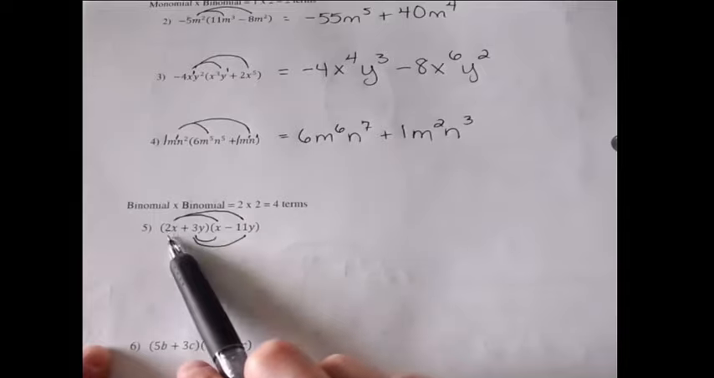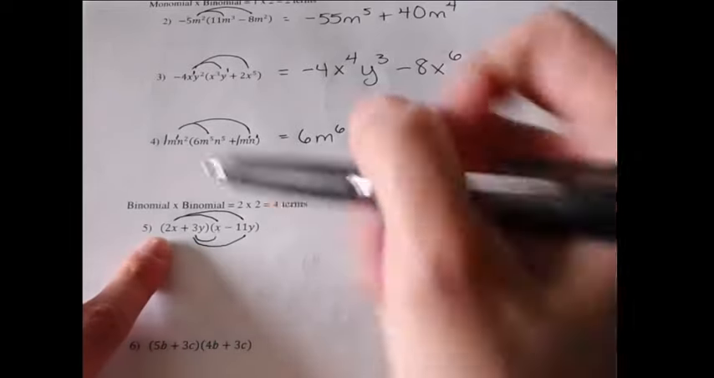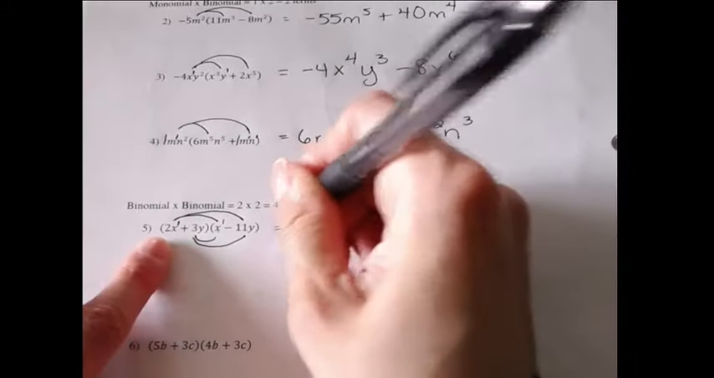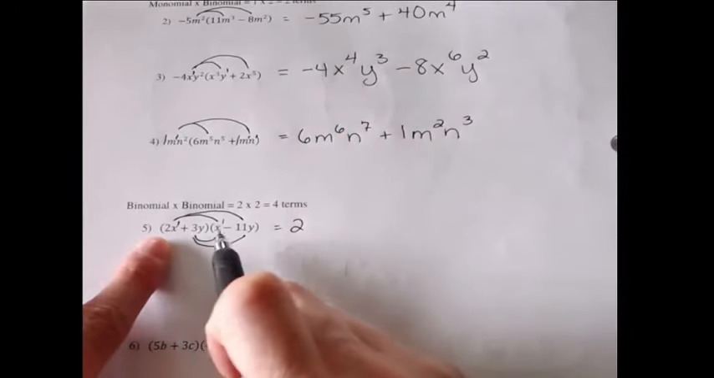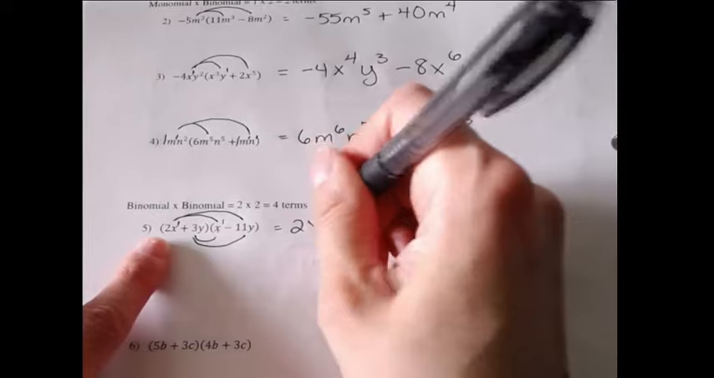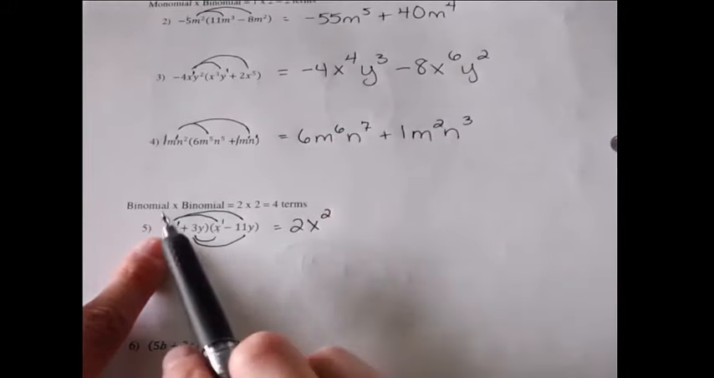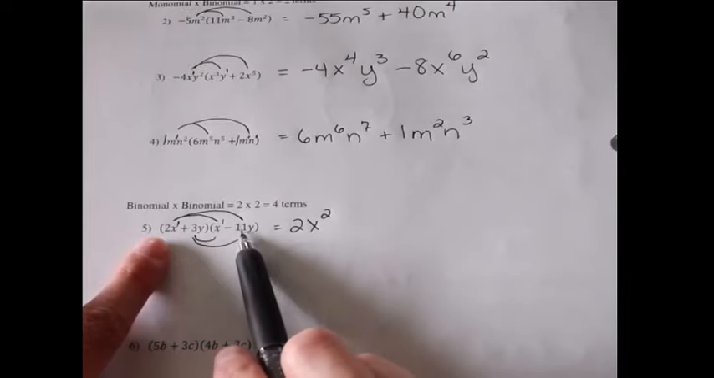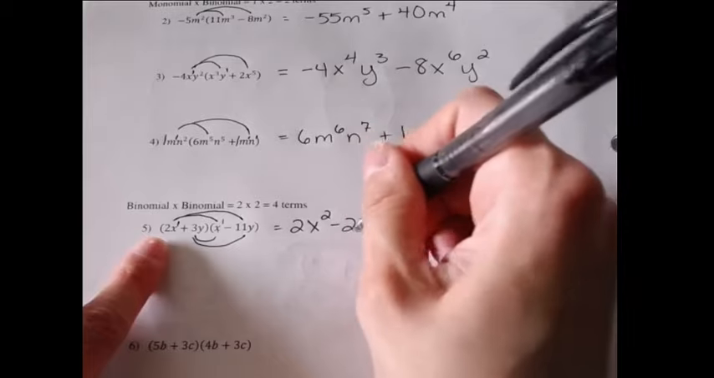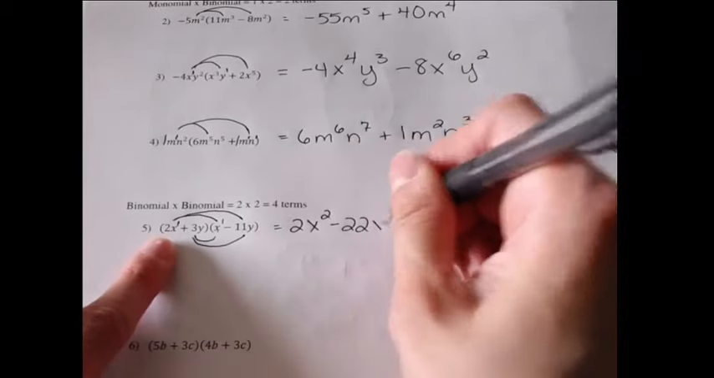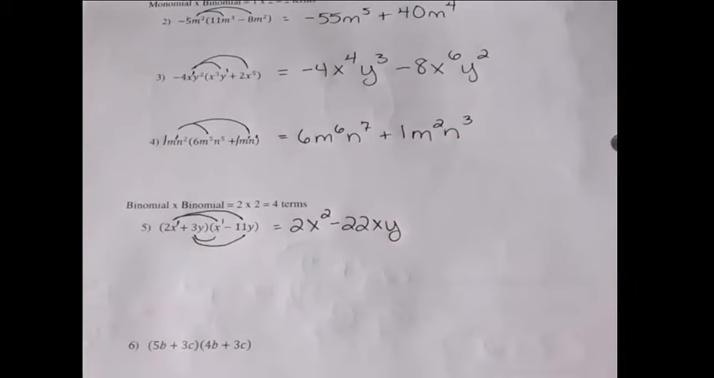We start with a 2x times an x. Remember, these are both powers of 1. So 2 times 1 is 2. X to the first times x to the first, keep the base, add the powers. Next, we take the 2x times a negative 11y. 2 times a negative 11 is a negative 22. But then we have an x times a y. Well, that's just xy. Cool, no big deal. They're not common bases, so you can't add them.